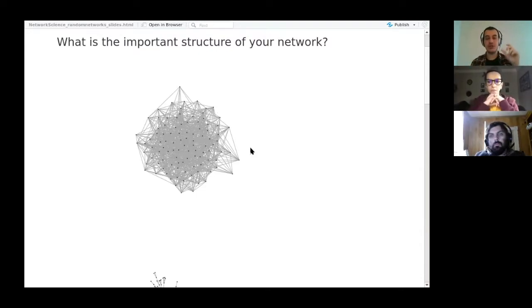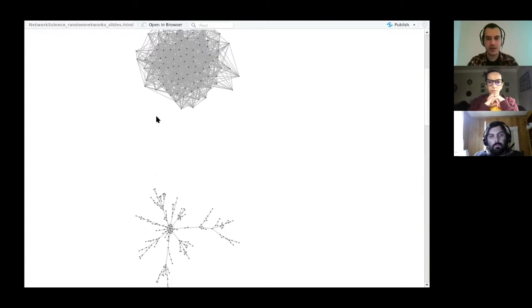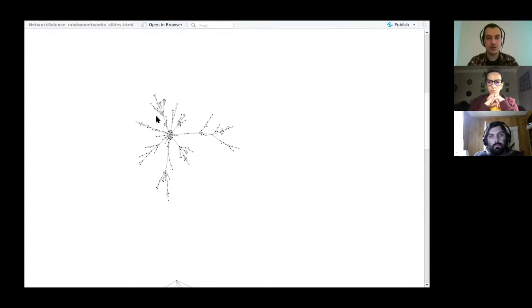You can constrain nodes to have the same exact degree. There's all sorts of tweaks to this model that will generate slightly different networks if you want to control for different factors in your own network. There's also networks that look totally different from this, right? So this is a network that you might have seen something like this in your own data.